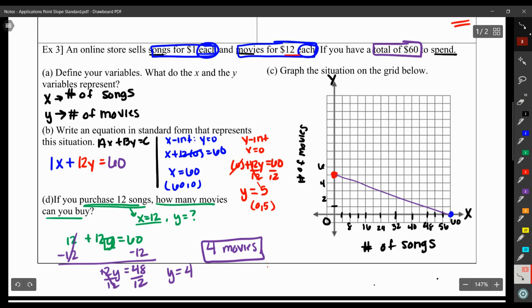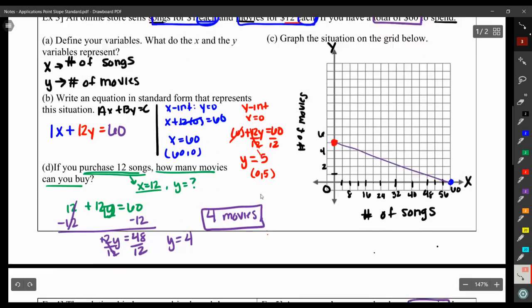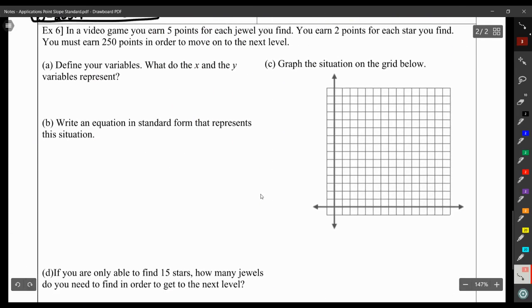So here was the process. We defined our variables, wrote our equations with the rates that we found in the problem and the total. We graphed it by finding the x and y intercepts. Then we plugged in a number if it asks for it and solved for the other one. So now I'd like you to take a minute and try number 6.